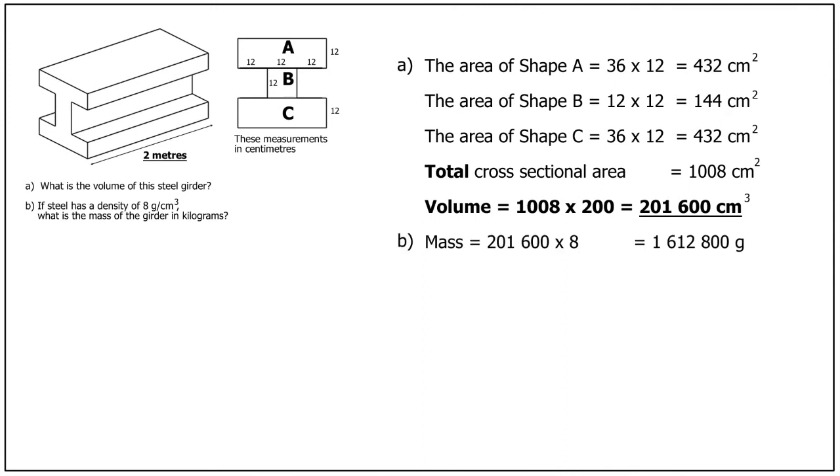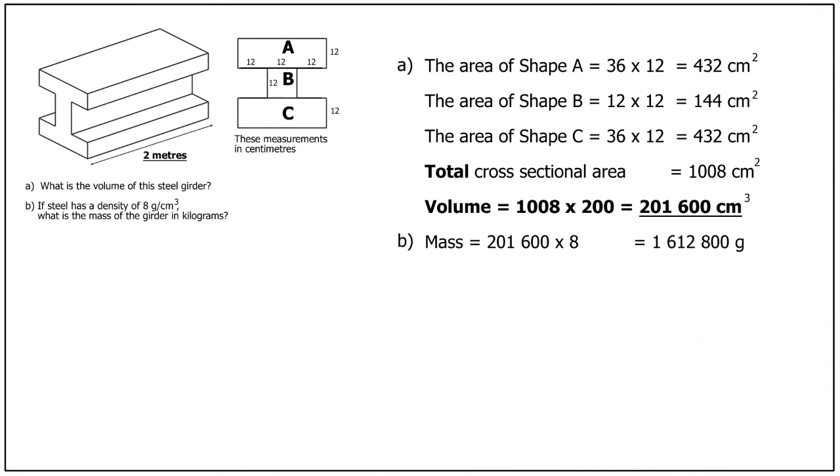The mass is the volume multiplied by the density. This is obvious really. If 1 cubic centimetre has a mass of 8 grams, then 201,600 cubic centimetres must have a mass of 201,600 multiplied by 8 grams. So the mass is 201,600 multiplied by 8, which is 1,612,800 grams. But the question asks for the mass in kilograms.